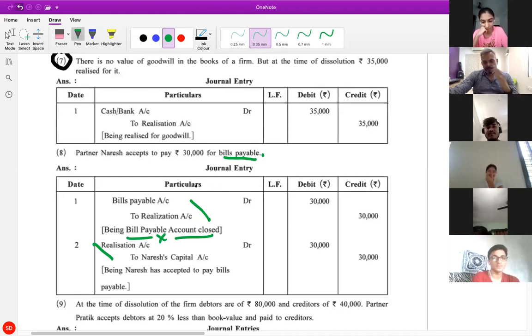And the partner has accepted to pay bills payable, so all the liabilities are, as such, first transferred to realization account.